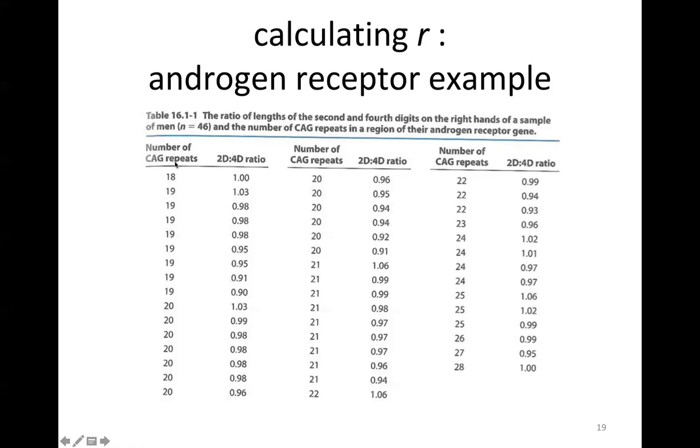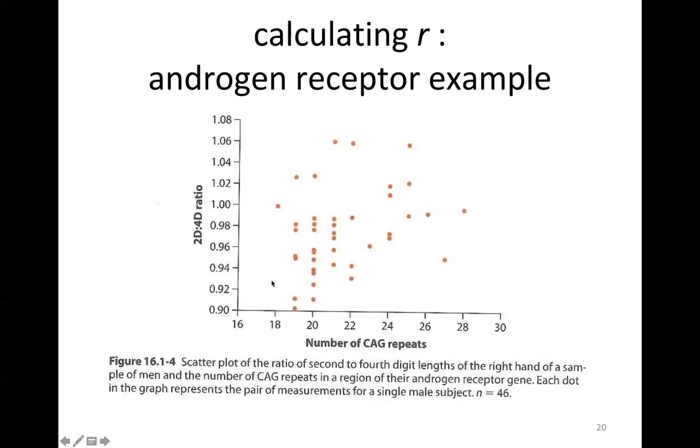On the first column here is the number of repeats. The second column is the ratio. The lower the ratio is than 1, although sometimes it can apparently have values higher than 1, the higher the fourth digit length is. And these researchers want to study if there is a significant effect of the number of repeats shown on the x-axis, because it's potentially explanatory, on the 2D to 4D ratio.